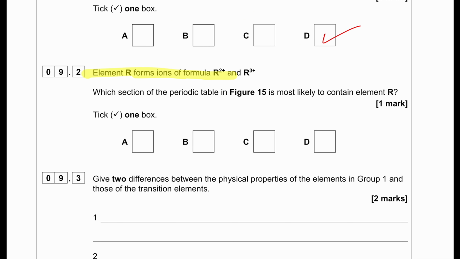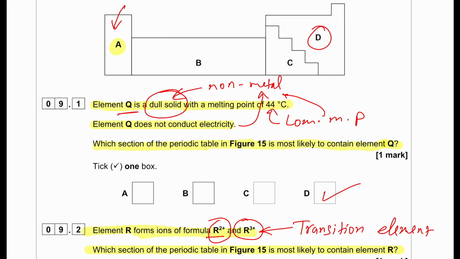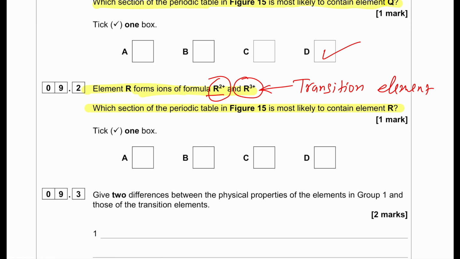Element R forms ions of formula R2+ and R3+. Which section of the periodic table in figure 15 is most likely to contain element R? Since we can see that it has multiple oxidation states, 2+ and 3+, this is an indication of a transition element. The transition elements here are represented in B. So B should be the answer.